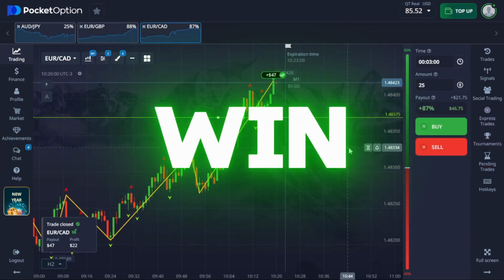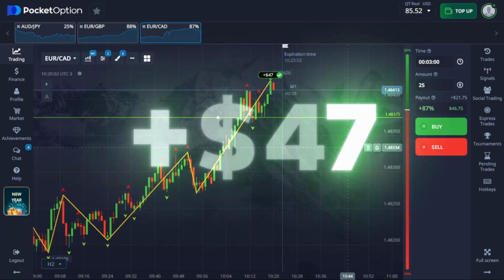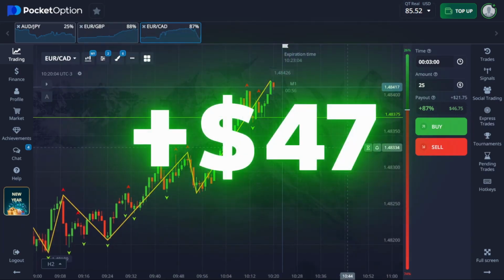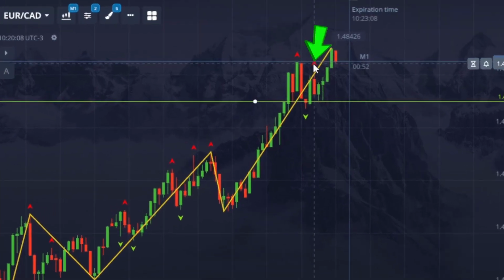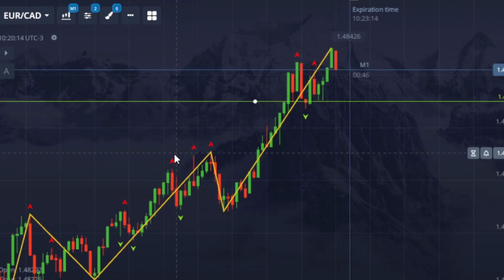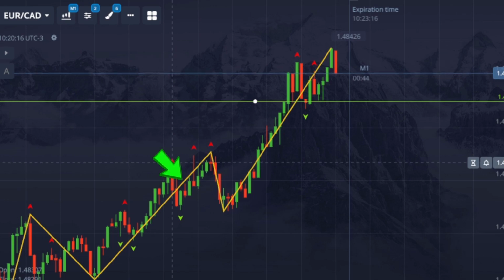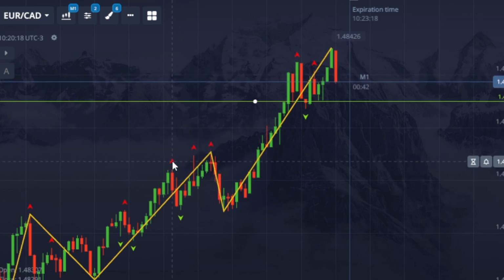Position 1 on EURCAD, we have the third hit, and $47 in the total, $85. Currently, the fractal signals an entry to the downside, but it will not enter because it would be against the trend. Always trade with the trend, never against it.